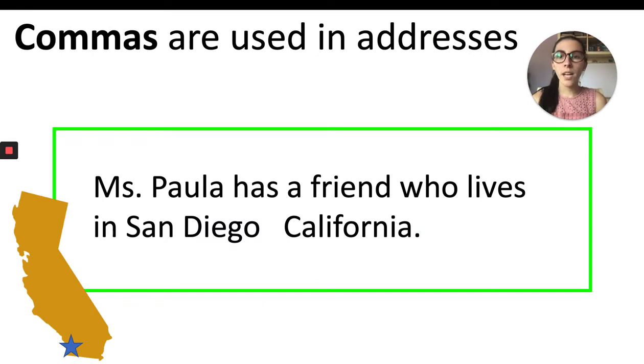So the first time that you can use a comma is commas are used in addresses. So an address is simply the location of something, where something is found. So your address could be where you live, or an address could be where your school is. Okay, let's read the sentence below, and I want you to read that one out loud, okay?